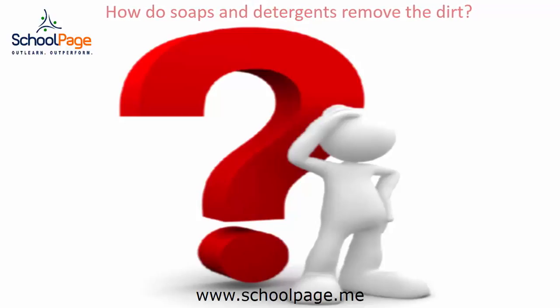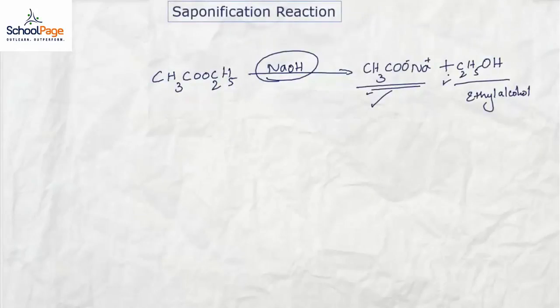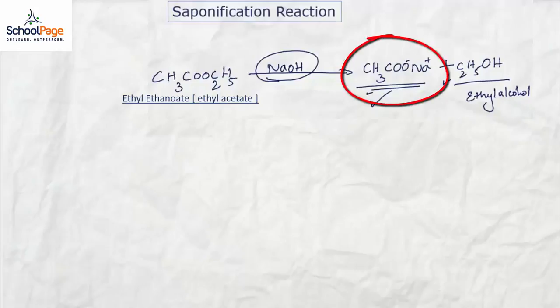To understand how soaps and detergents remove dirt, it is necessary for us to understand the chemistry of soaps and detergents. So first, let us learn what soaps and detergents are chemically. Recall the reaction of saponification which we learned in the previous video. We saw that ethyl ethanoate or ethyl acetate when reacted with NaOH, which is the base, gave a sodium salt of the parent carboxylic acid along with the parent alcohol.